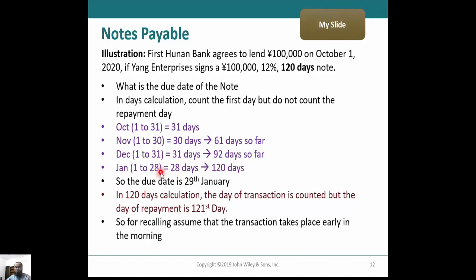For the sake of recalling, you can assume that the transaction takes place early in the morning. So early in the morning of 1st October, we take the loan. It means we keep the money the entire day, so the interest has to be calculated for 1st October as well. It is not to be calculated from 2nd October. Similarly, at the end of January 28, we have just completed 120 days, and we have to calculate the interest for 120 days, and on 29 January early morning we will pay. So we will not have to calculate interest for 29 January.